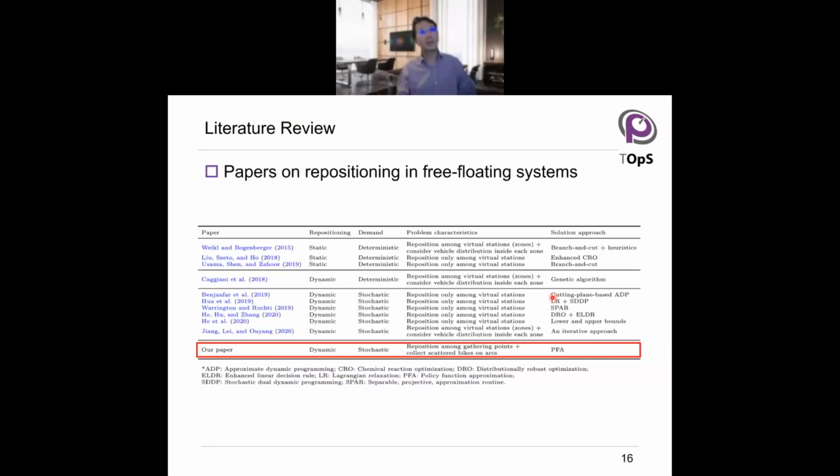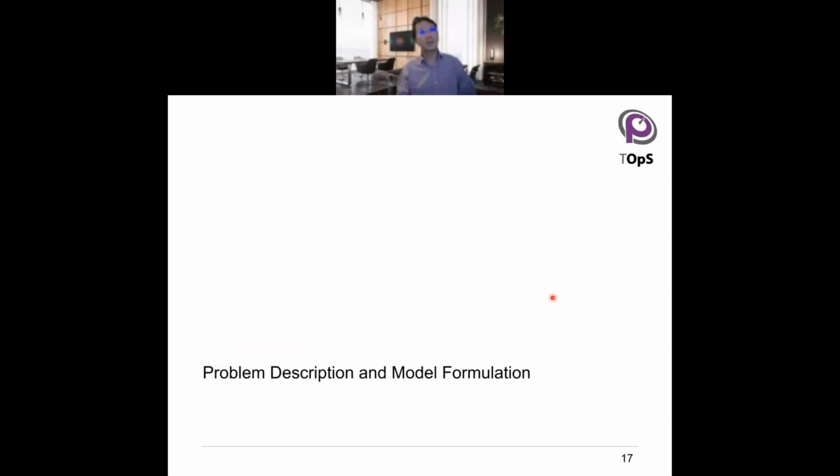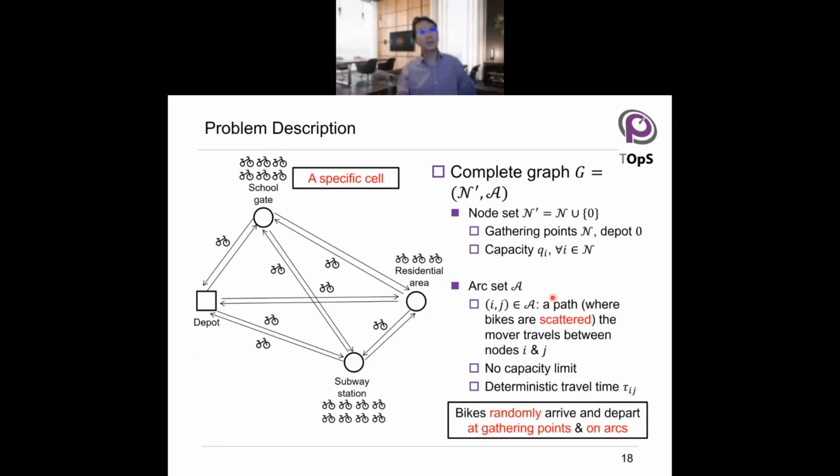In short, in our paper, we look at dynamic intra-cell repositioning with stochastic demand. We look at repositioning bikes among the gathering points and also collecting scattered bikes on arcs. And we use policy function approximation as our solution approach. And now, a brief introduction of the problem.